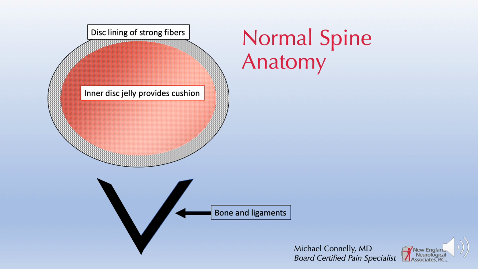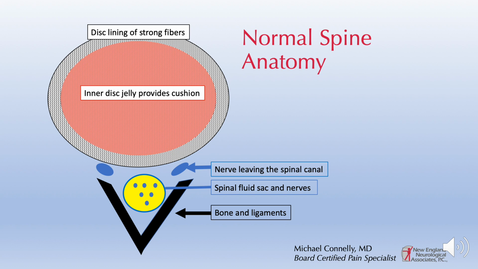Behind this, on the back side, are the bones that connect each segment of our spinal canal together, and then between the bones of our spinal canal and the disc in the front is where the spinal fluid sac containing the nerves is. At each level, one nerve exits to the right and one nerve exits to the left.